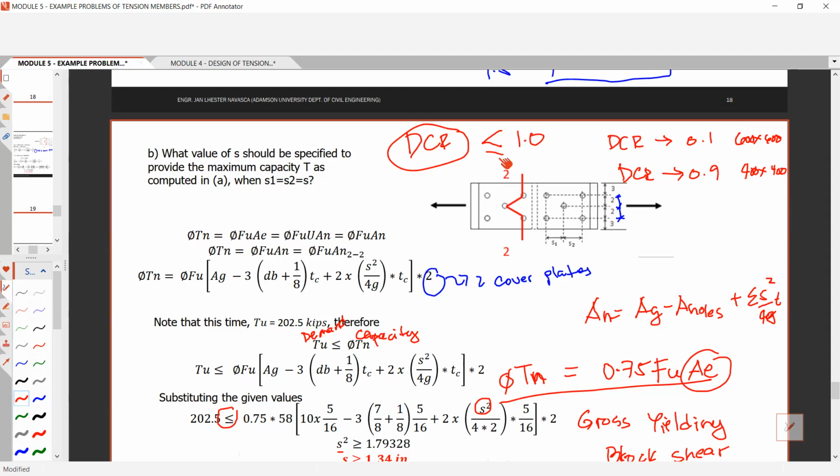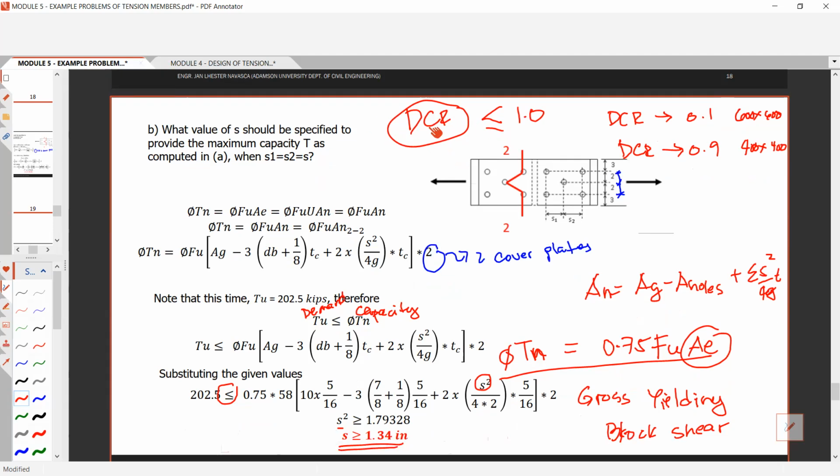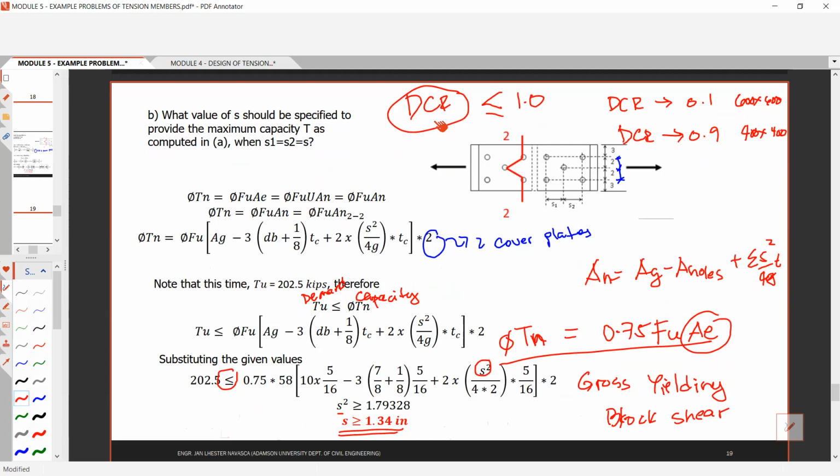Yes, sir. Okay. So if you have tried ETABS software, so any other software, they have this demand capacity ratio. The demand capacity ratio is the ratio of your demand to the capacity. Okay, so ayan, makikita mo yan kapag nag-try ka during our manual structural analysis in softwares, makikita mo yung DCR ratio niya. Okay? Any more questions, guys?